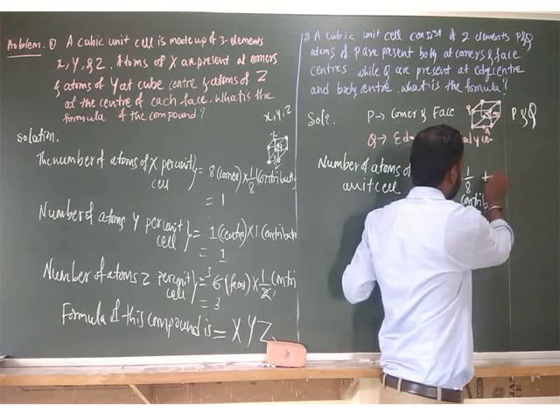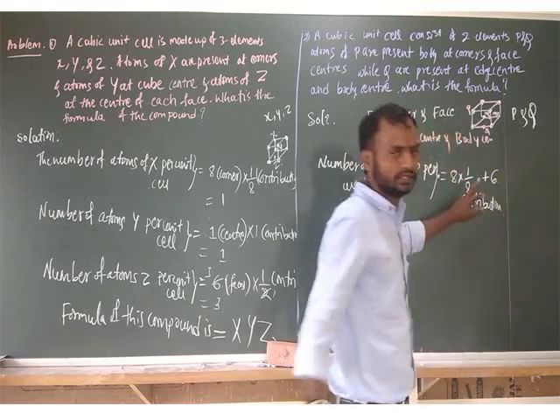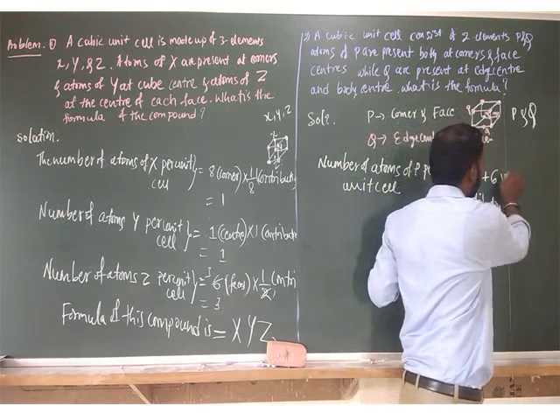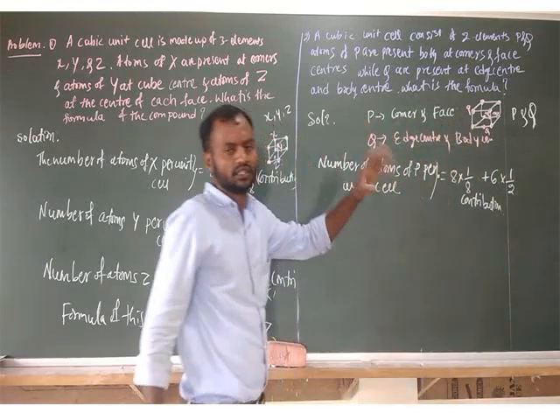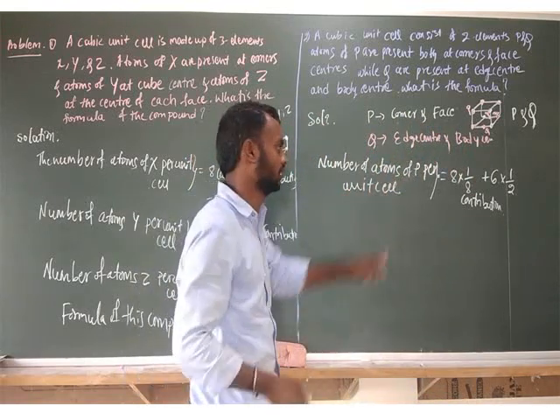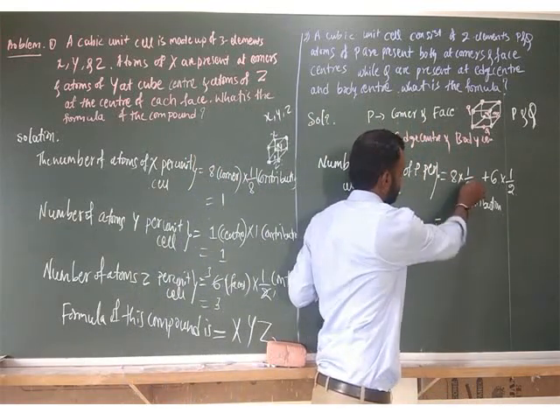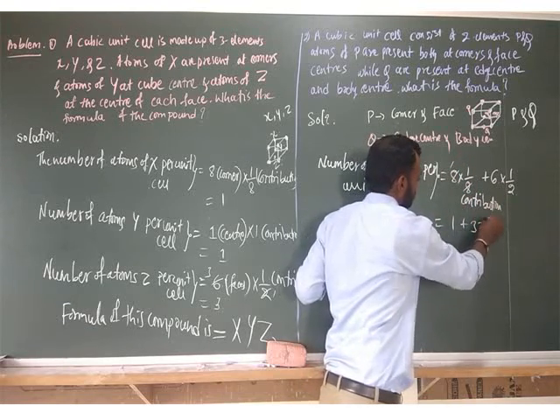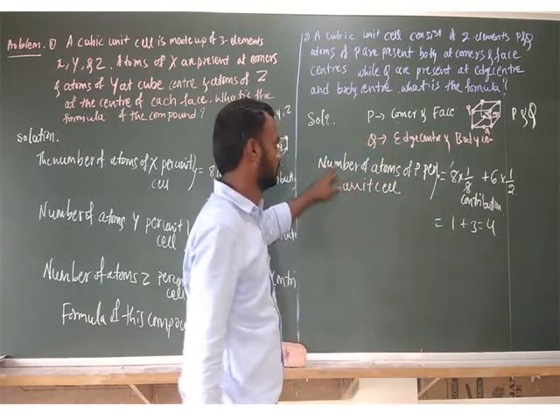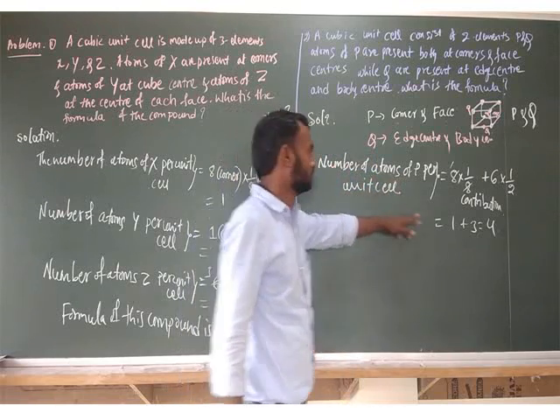So how many face centers are there? 6 places, and each contributes 1 by 2. So 50% is shared with one unit cell and 50% with another unit cell. So this is 8 times 1 by 8 plus 6 times 1 by 2, which is 1 plus 3. Therefore 4. So the unit cell contains 4 P atoms.